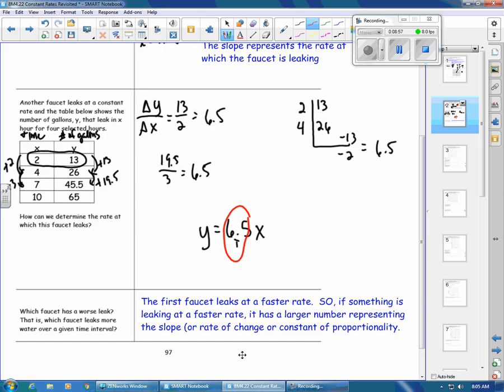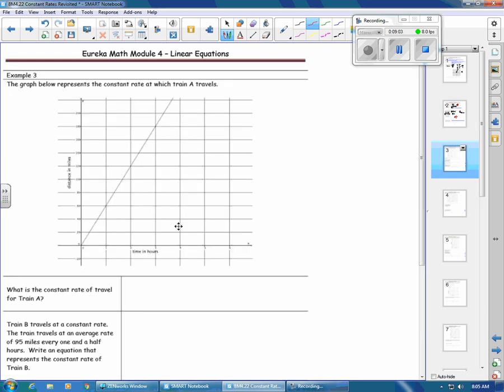Let's take a look at another example here. We've got some trains. The graph below represents the constant rate at which train A travels. So train A, in 1 hour, travels 60 miles. So our distance over our time, 60 over 1.